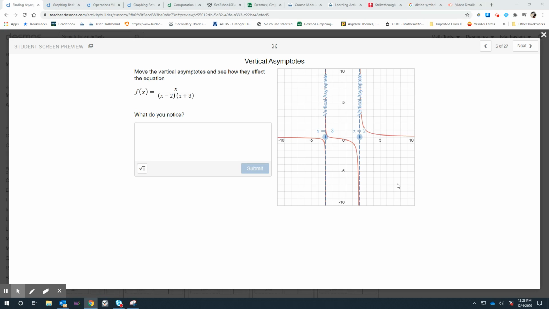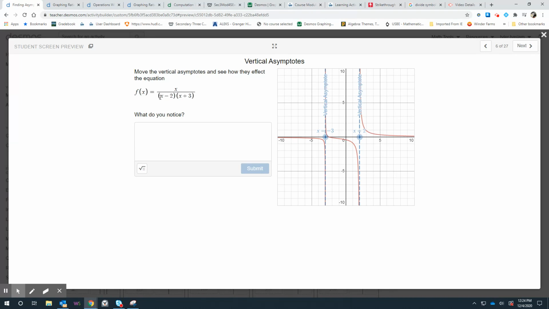Okay, so let's talk about how we find vertical asymptotes. Right here you have an equation for a rational function, and over here you have the graph, and we've drawn in the vertical asymptotes for you. Here you're allowed to play and just click and drag these asymptotes to wherever you want and see how they affect the equation that we have over here. So notice that the values where the asymptotes cross the x-axis are the opposites of the numbers here.